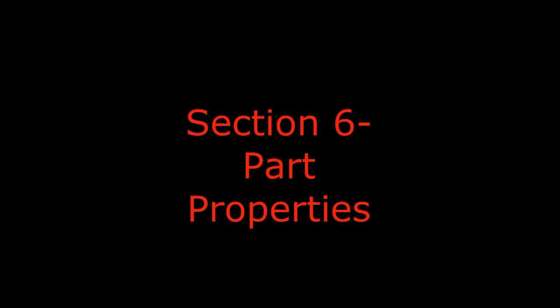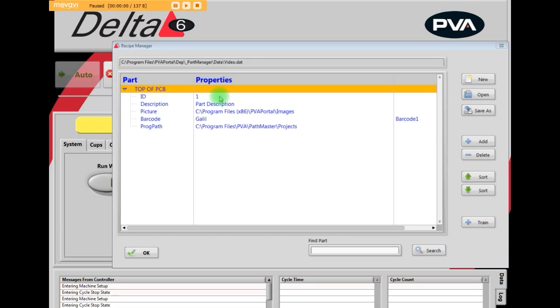Section 6. Part Properties. For our recently created part, we will fill in all the necessary properties. By highlighting and double-clicking on the property, it allows the user to edit its content. The part ID is automatically set by the Recipe Manager when a part is created, and it is the only property that cannot be changed. The part description is a brief description related to the part created that will describe the part or process.